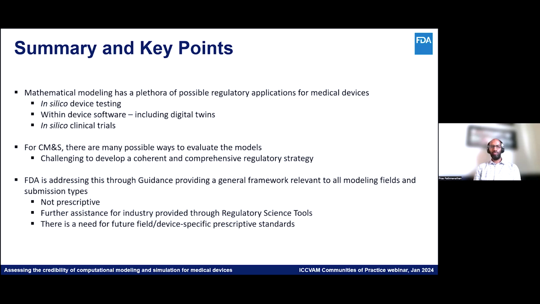There are many possible ways to evaluate these types of models, so it's challenging to develop a coherent and comprehensive regulatory strategy. But we've addressed this through providing this very general framework that's not prescriptive, and then therefore we provide further assistance to industry through regulatory science tools, but we need to develop more specific standards in the future. Okay, I'll stop there.